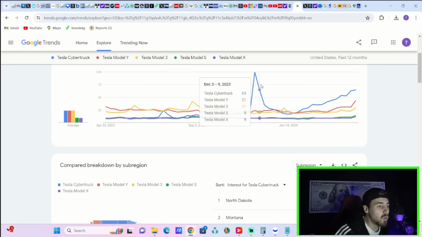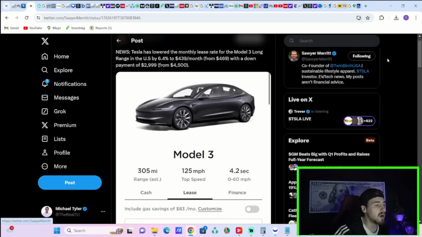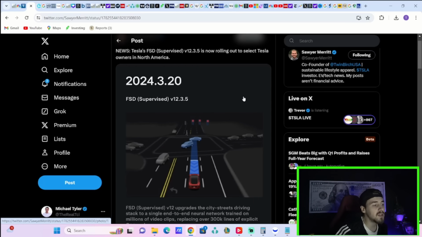And let's be honest, with this rise in Google Trends data, I will be very surprised if Q2 deliveries come in weak. On another note, Tesla's lowered the monthly lease rate for the Model 3 long range in the US by 6.4% to $439 a month from $469 per month, with a down payment of $2,999 from previously $4,500. Tesla's FSD supervised V12.3.5 is now rolling out to select Tesla owners in North America.